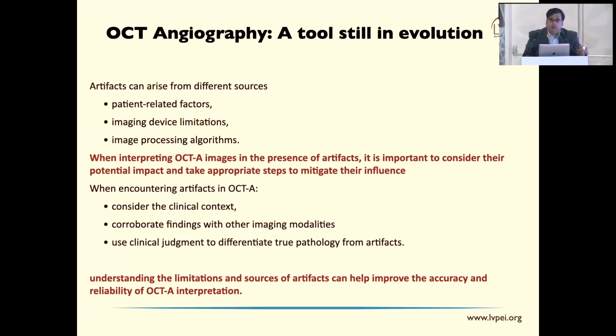So we need to correlate all OCT angiographies to a certain extent with clinical context and fundus photograph. I'm not a very big believer in always doing a dye-based test, but definite correlation with your fundus findings and fundus imaging, and wherever useful, corroboration with other imaging modalities, and eventually use your wise judgment to differentiate pathology from an artifact.